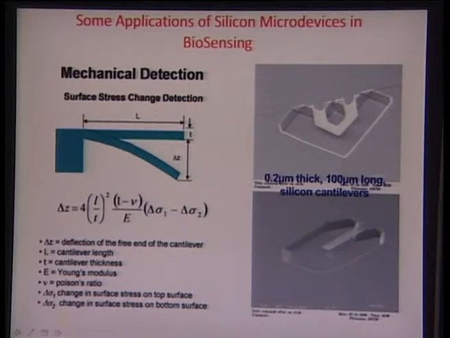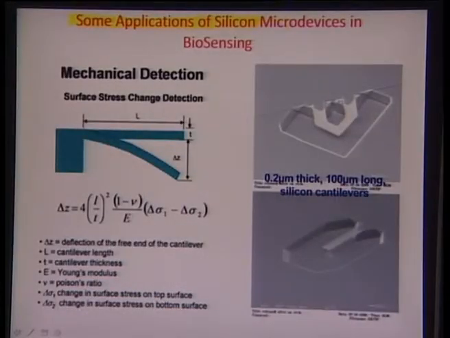So there are other forms of sensing or detection which can be used with these MEMS kind of architectures, and we had been talking earlier about silicon micro devices. So this is a direct application of a silicon micro device in biosensing, and this talks about mechanical detection or a mass based detection, which is one of the frontier areas of sensing these days.